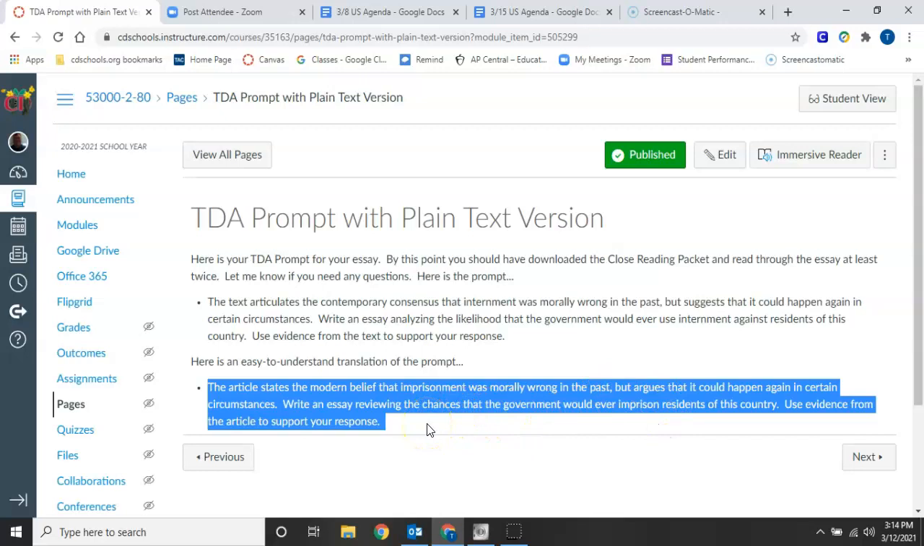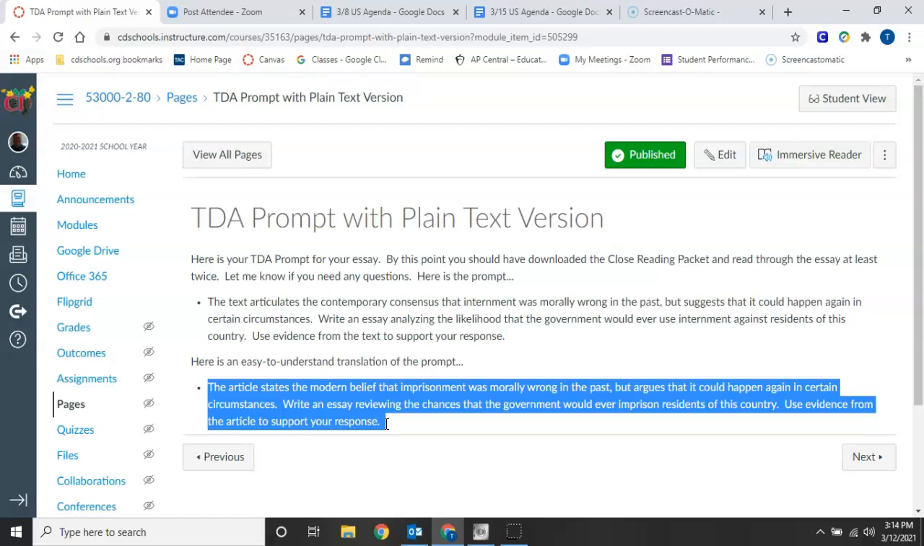Write an essay reviewing the chances that the government would ever imprison residents of this country, and then use evidence from the article. So obviously you have two arguments to choose from. Either yes, you think the government could do this again, or no, you don't think it would be possible for this to happen again, all right?